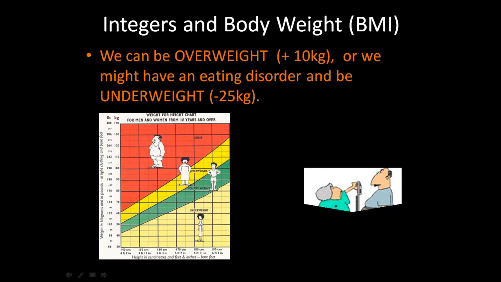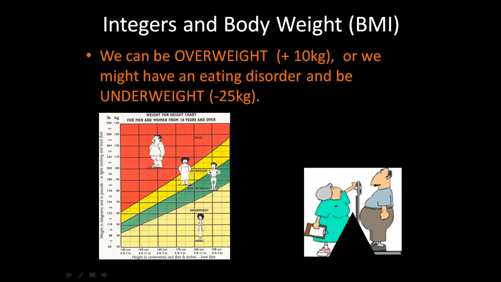Integers in body weight. We can be overweight, or we might have an eating disorder and be underweight on the body mass index scale. This scale is set up as a grid of how much you weigh versus how high you are, and that way you can find out whether your weight is okay.